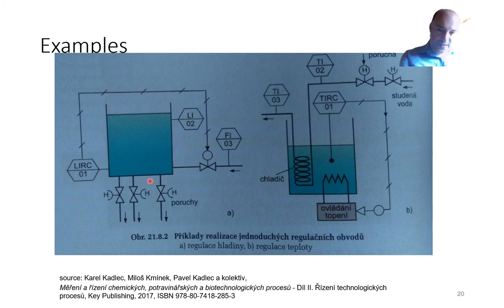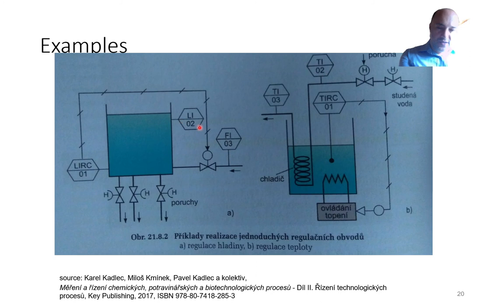Those valves on the bottom, they are draining the tank. You can see that they are hand operated. So it's like a disturbance, so that if I open it more, it will drain the tank more, and this control system needs to open the water flow in to keep the liquid level. So this is hand operated. It's not automatically operated with some signal.